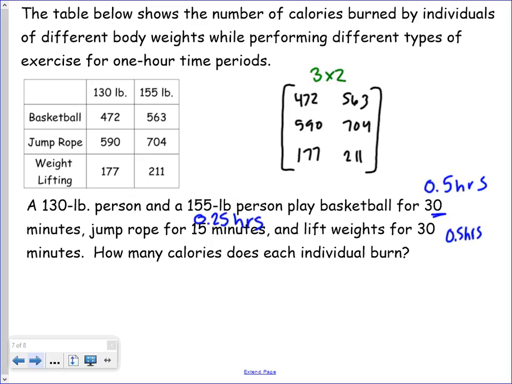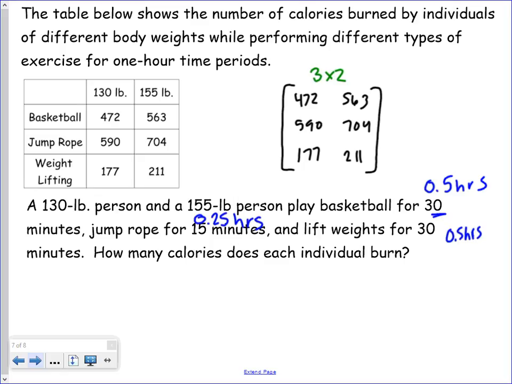If I were trying to figure this out on my own, just for one sport, I would just multiply my time by the number of calories. So we want to multiply all those things by the times we spend doing them. We have 3 times: basketball, jump rope, and weightlifting. So I could make 2 different matrices, a 1 by 3 or a 3 by 1. Which one should I make?